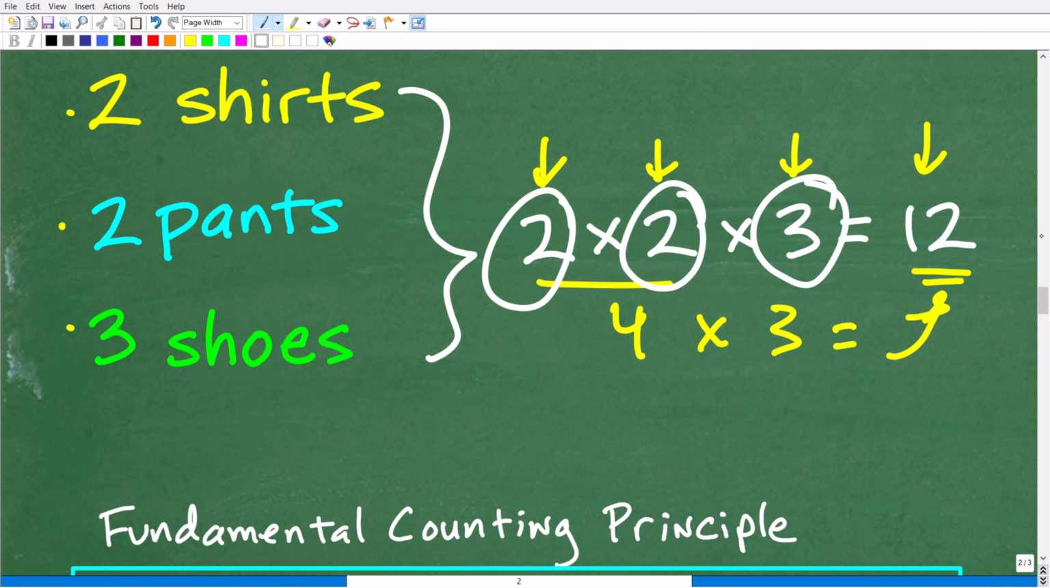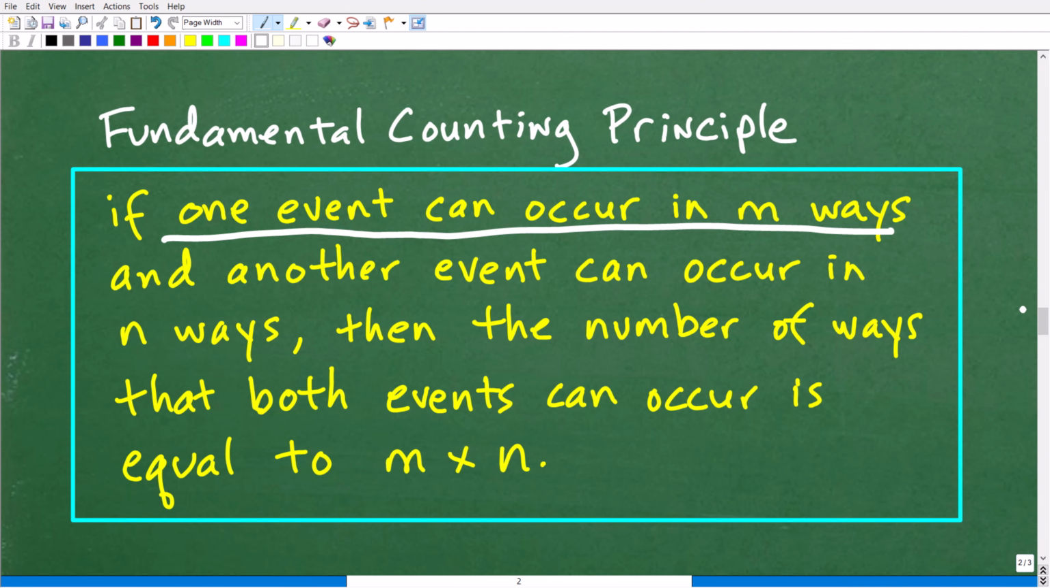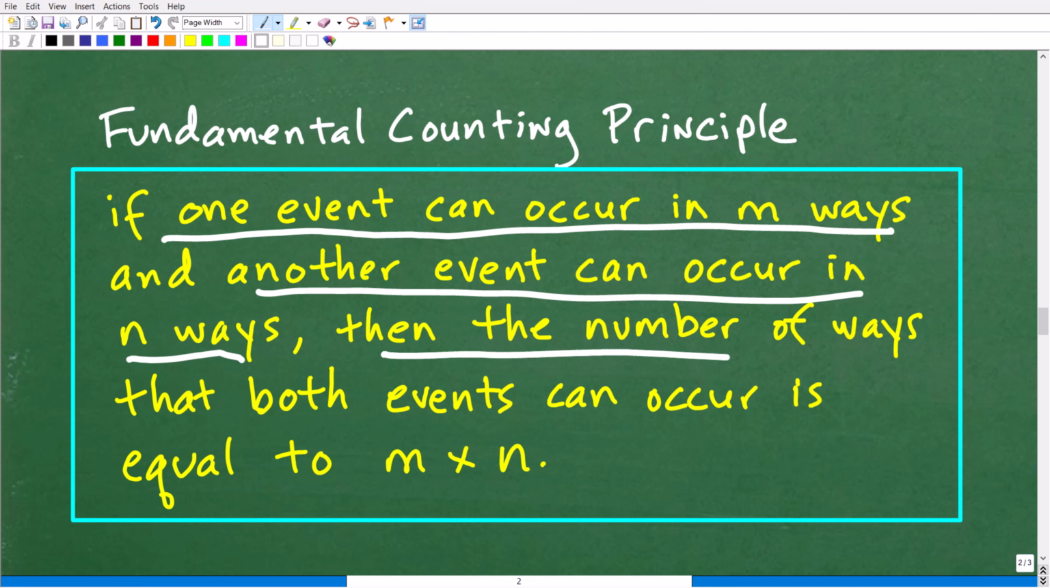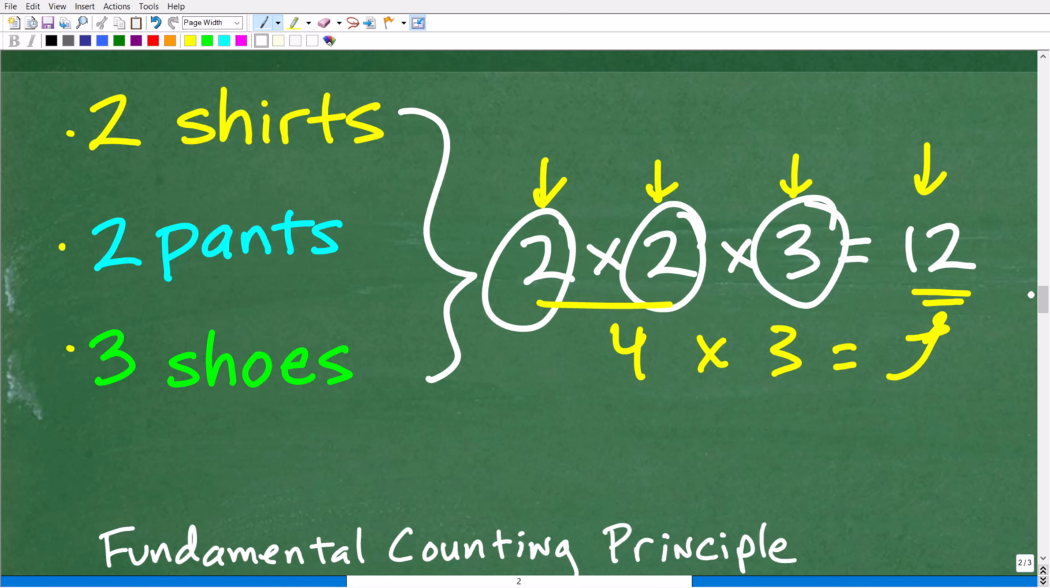That can happen in 3 ways. So back to the fundamental counting principle. It says if one event can occur in m ways and another event can occur in n ways, then the number of ways that both events can occur is equal to m times n. So if that's a little bit confusing, don't be too confused by it, because effectively what it means is that we can count the total amount of ways we can construct an outfit by simply multiplying our options.